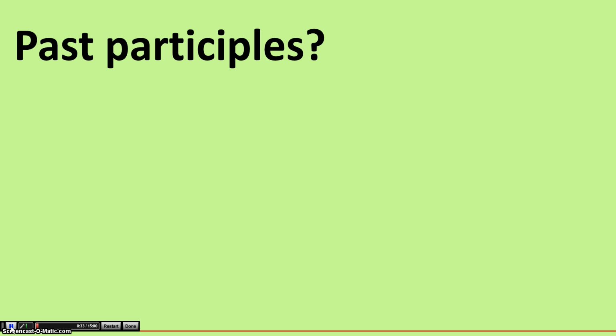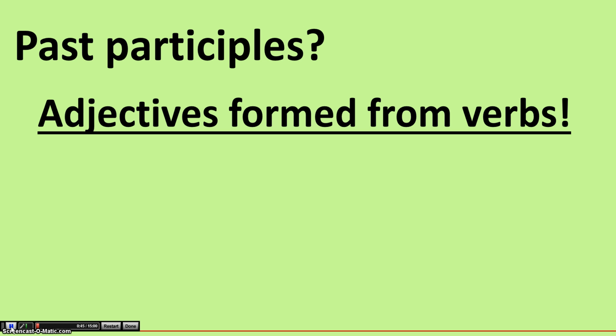Primero vamos a hablar sobre el participio pasado en inglés. What exactly is a past participle? I think it's really important that you know what one is in English before we continue on in Spanish. Well, a past participle is an adjective formed from verbs, which is kind of a weird thing to think about because we usually think of an adjective and a verb as being two different, distinct parts of speech. However, we can form adjectives from verbs.